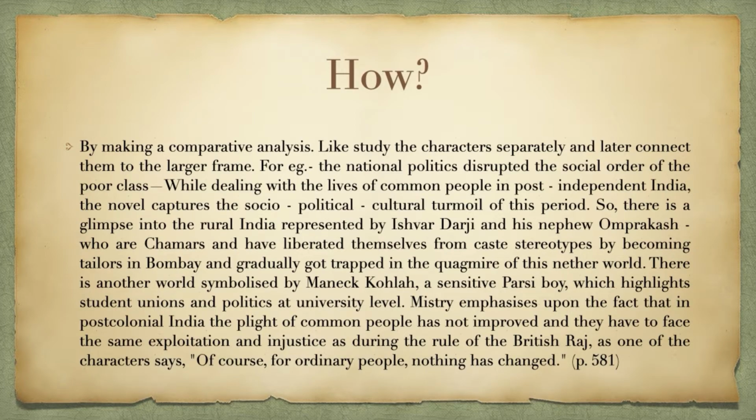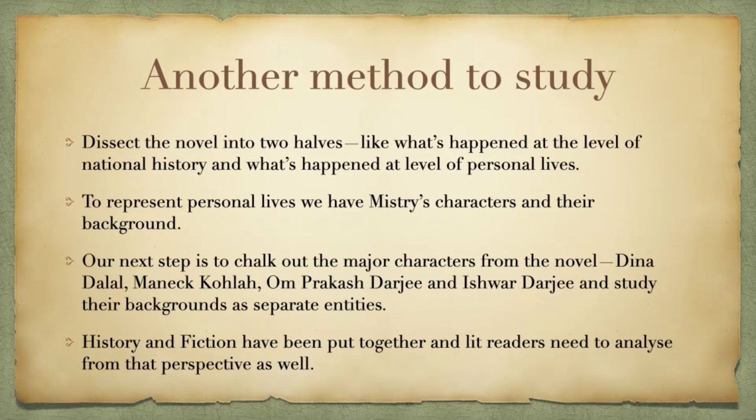There is another world symbolized by Manak Kola, a sensitive Parsi boy, which highlights student unions and politics at university level. Mistry emphasizes the fact that in post-colonial India, the plight of common people has not improved, and they have to face the same exploitation and injustice as during the rule of the British Raj. And as one of the characters says, quote unquote, of course, for ordinary people, nothing has changed. This has been taken from page number 581 of the novel.